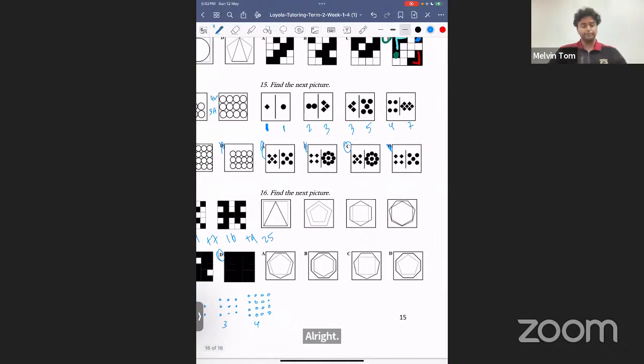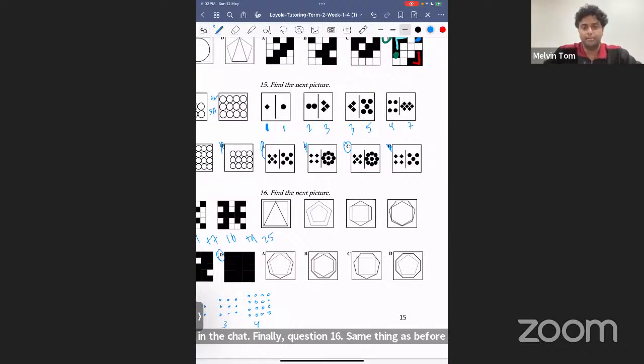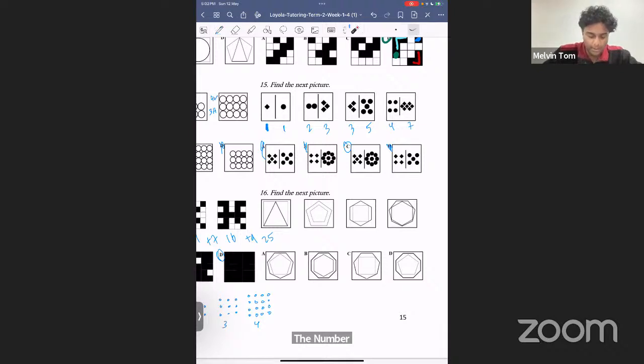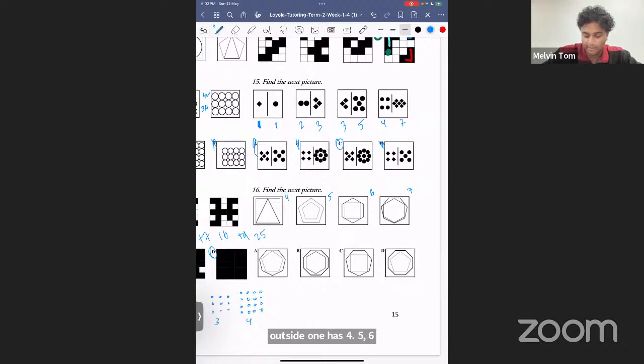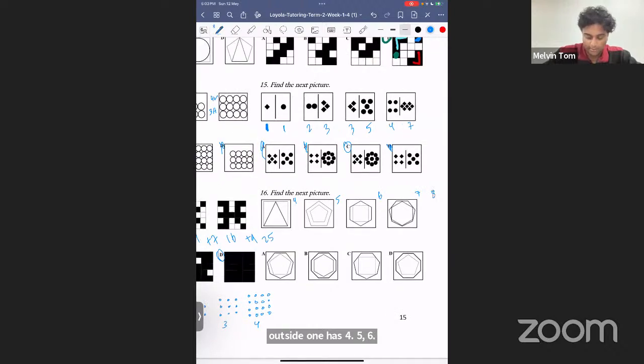Finally, question 16, same thing as before. Let's write out the number of sides for all of them. So the outside one has 4, 5, 6, 7. That's pretty easy. Next one should be 8. And that gives us B or D.